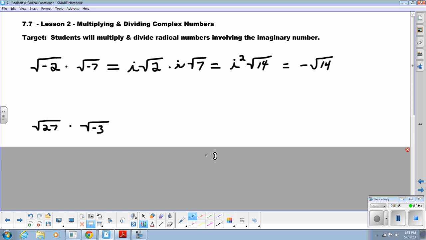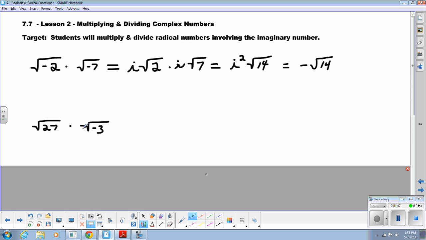Next example is also a multiplication one. Now I have the square root of 27 times the square root of -3. The first thing that I need to do is deal with the i inside this negative square root, and if I look at 27, I know I have a perfect square factor there. So I'll take the first factor here, the square root of 27, and rewrite that as the square root of 9 times the square root of 3. And then it's times i times the square root of 3.